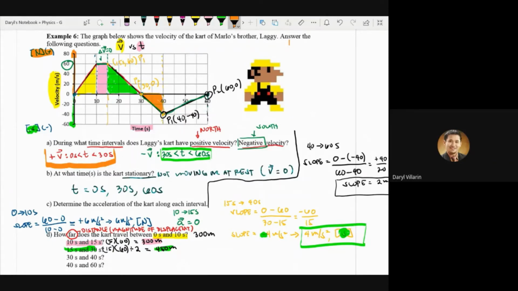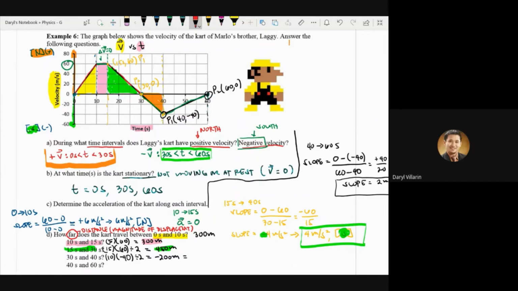Okay, so that's another triangle. That would be 10 seconds, but the velocity is negative 40. That should give you, and then, well, it's a triangle, so therefore I need to divide it by 2. That gives me negative 200 meters, but that is the displacement. But then again, for the distance, it's just 200 meters.